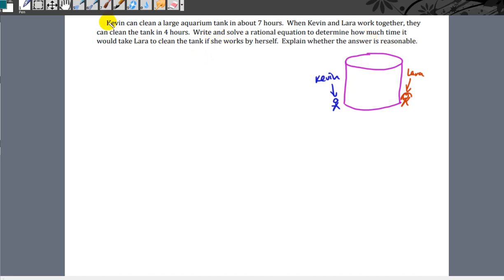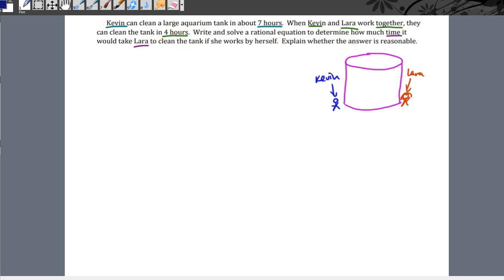Okay, so let's say we have Kevin here. Kevin can clean a large aquarium tank in about 7 hours. If Kevin and Lara work together, then they can clean the tank in 4 hours. What we want to do is write and solve a rational equation to determine how much time, so time is the variable we're solving for, it would take Lara. So we need to figure out how long she takes to clean the tank if she works by herself.